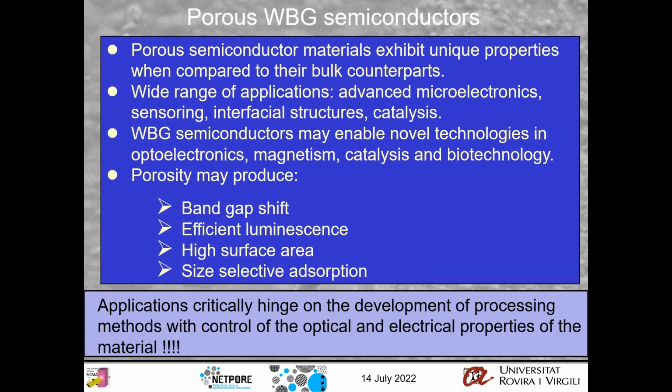So basically, when we talk about wide bandgap semiconductors, as is the case of gallium nitride, porosity makes the material exhibit unique properties, like, for instance, bandgap shift, efficient luminescence, high surface area, and size selective absorption, which makes it possible to use these materials in a very wide range of applications, going from advanced microelectronics, sensing, or optoelectronics, which are the ones of interest for us. But one of the critical points is that the development of the processing methods for controlling the optical and electrical properties of these materials really relies on the method of preparation that we are using.